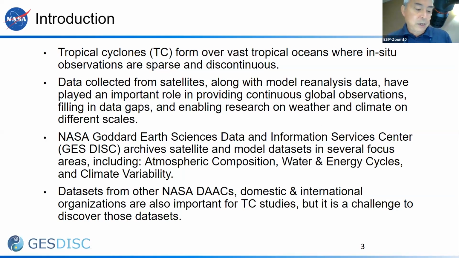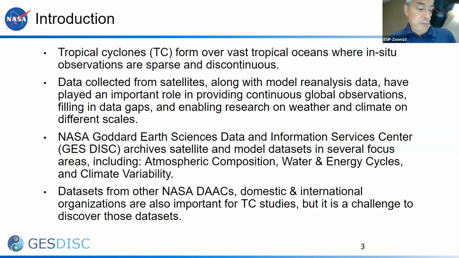So tropical cyclones, as we know, form over tropical oceans where in situ observations are sparse and discontinuous. So data collected from satellites along with model reanalysis data plays an important role in providing observations, filling the data gaps, and enabling research on weather and climate research on different scales.